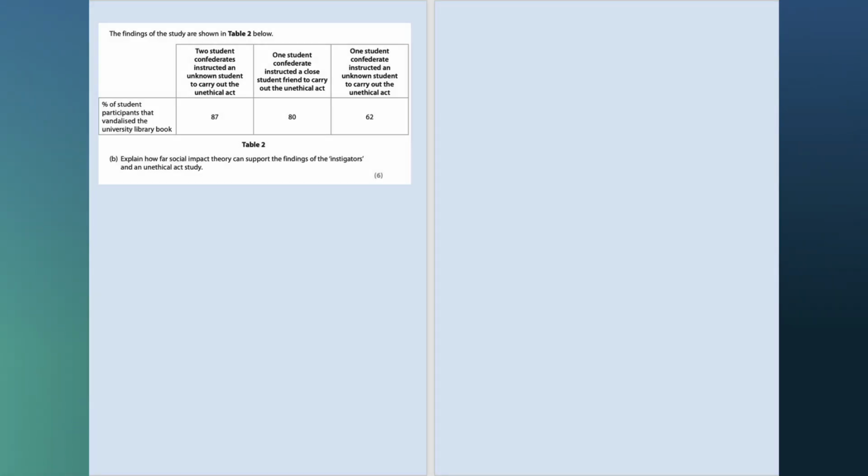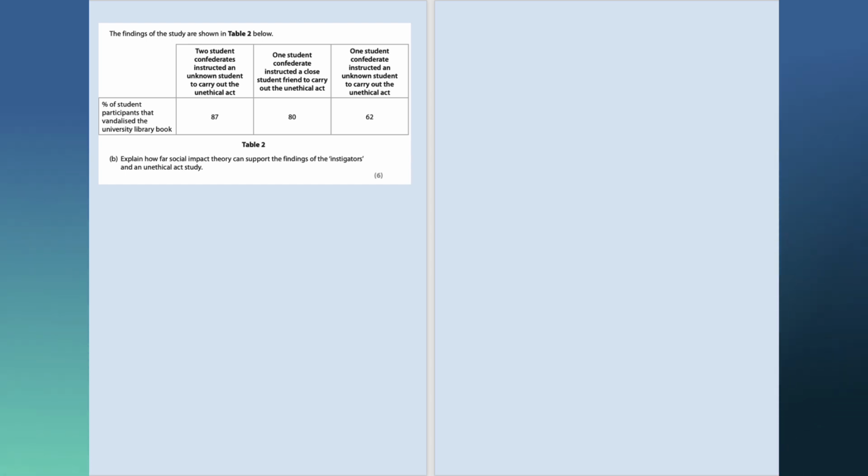So this is question 3B. It's always a 6 marker, and it's always about how you link the findings of the study that they've given you to a particular theory or a particular area in psychology. So in this case, we've got this table. Just spend a bit of time looking at that and trying to get your head around what it's saying.